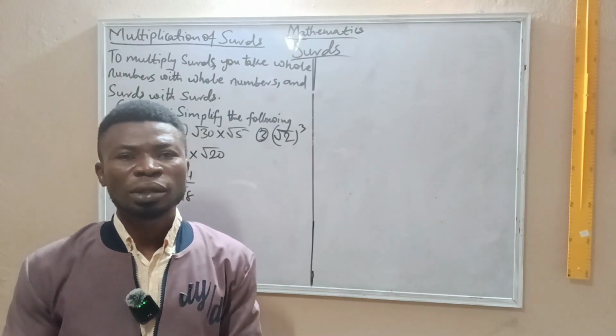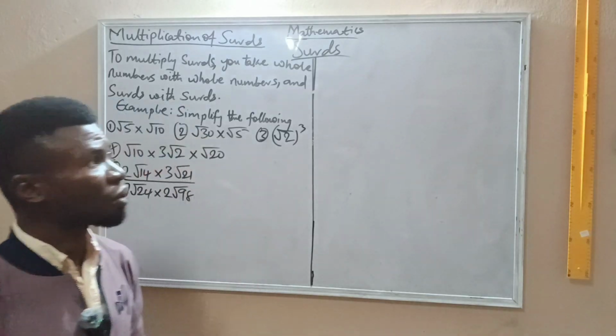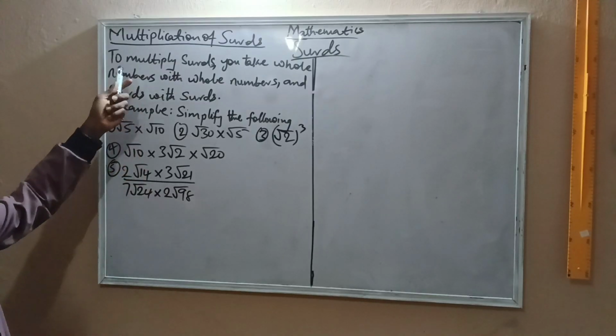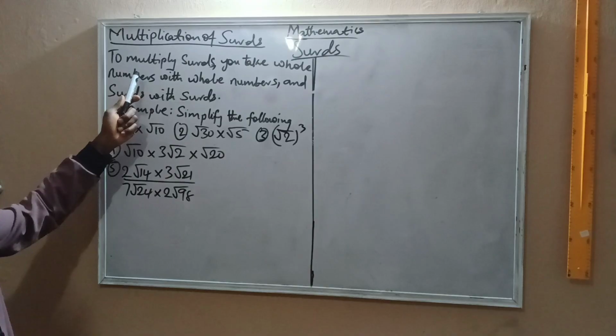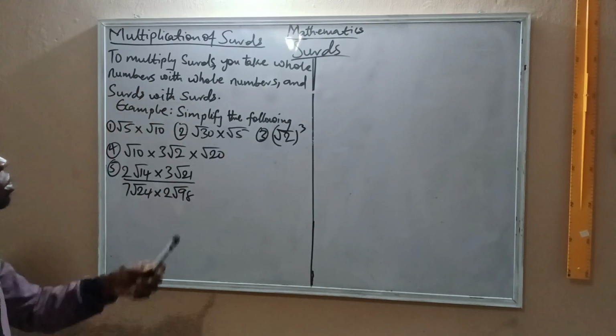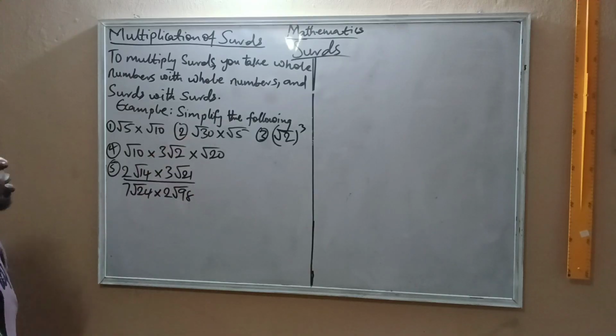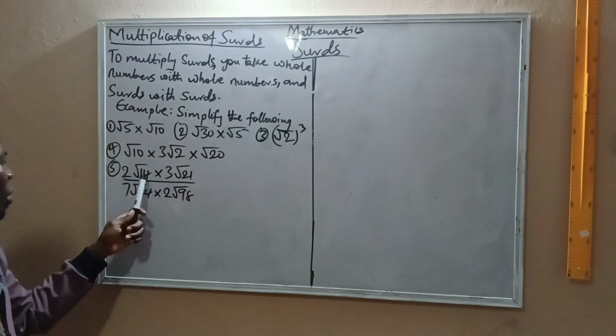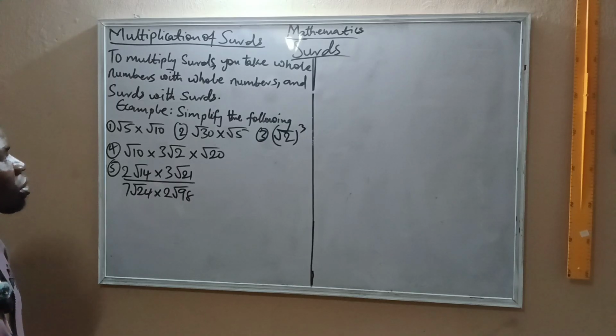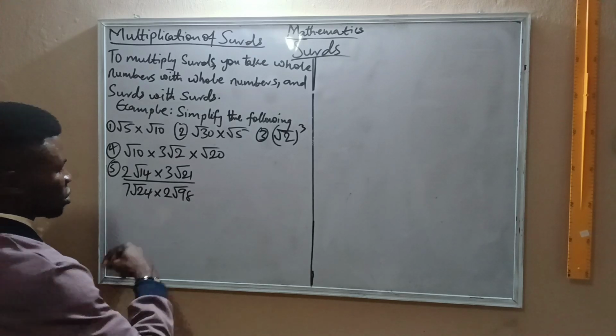So today we want to look at multiplication of surds. To multiply surds, you take whole numbers with whole numbers and surds with surds. Okay, these ones are whole numbers, and the ones under the root sign are surds. So you multiply whole numbers with whole numbers and then surds with surds. We have an example here with 5 questions. So let's go.